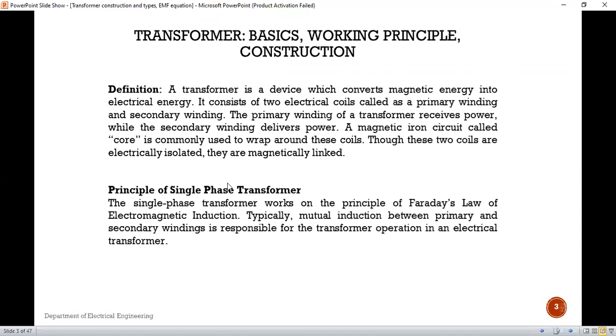So one coil is called a primary winding, one coil is called a secondary winding, and the primary winding of the transformer will receive the power, and this power can be transferred to the secondary, that is, the secondary delivers the power to the load side.